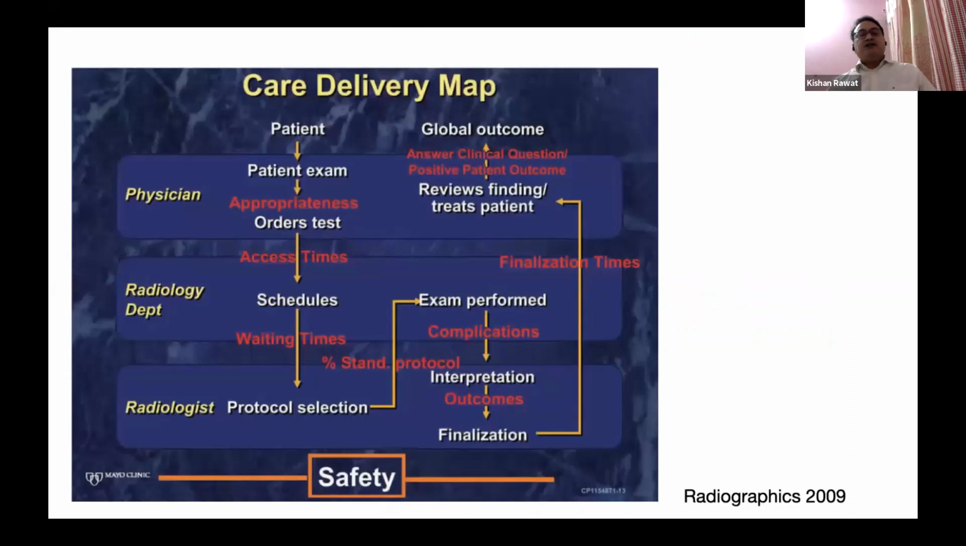When a patient enters the healthcare system, he first interacts with the physician who examines the patient, and after examining the patient, orders the test according to the appropriateness criteria. Then he accesses the radiology department and schedules the imaging time. After that, there is protocol selection, examination performed, interpretation of images, and then finalization of the report, which is at last communicated to the referring physician.